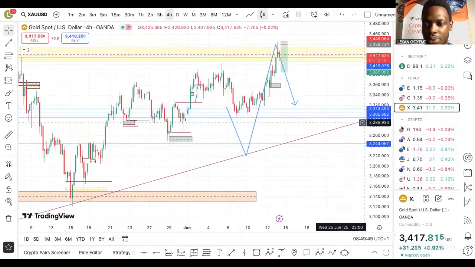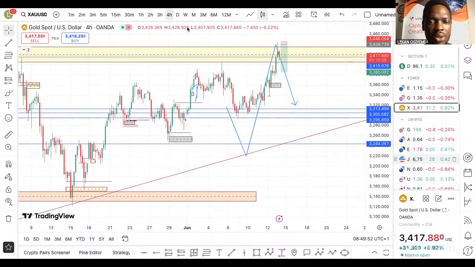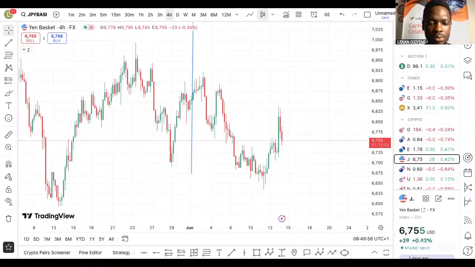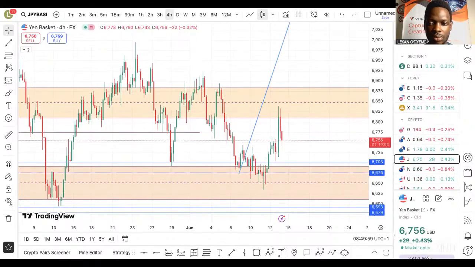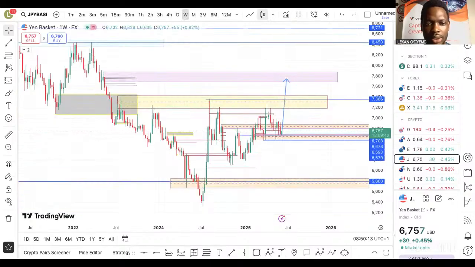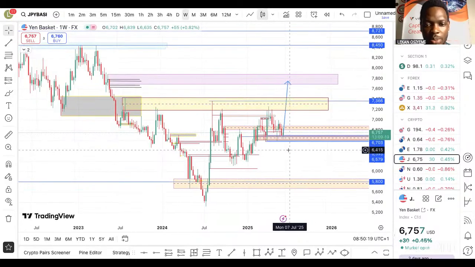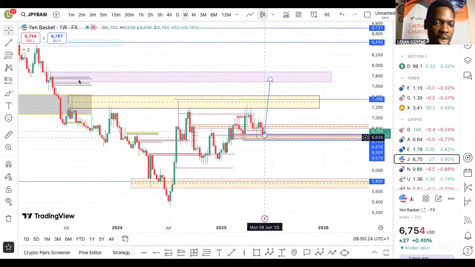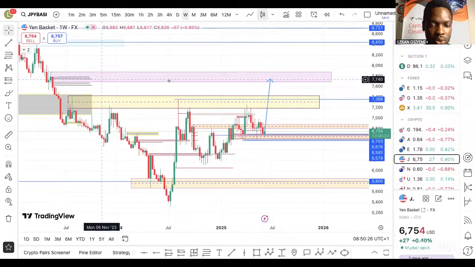Now let's quickly move to Japan to see what we have on the yen basket. All right, for the yen basket, we can all see what is going on, particularly from the weekly time frame. Please kindly mute your mic, please. Particularly from the weekly time frame, we are expecting this week to be a buy week for the yen basket, and we really want it to still buy all the way into our POI that we're expecting it to get to here.